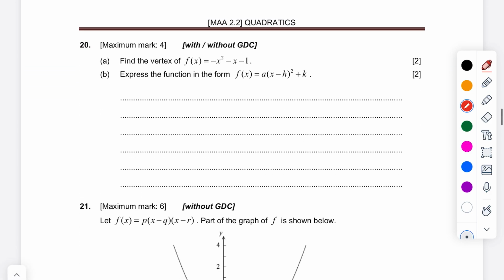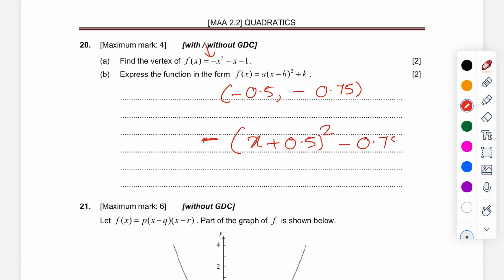Question number 20. Find the vertex of this one. By using GDC, we can find the vertex as nothing but what? Minus 0.5, comma, minus 0.75. Once I know the vertex, what will be the parabola? Negative, because it is minus x squared. So minus of x minus of minus 0.5, plus 0.5 whole square, then minus 0.75.